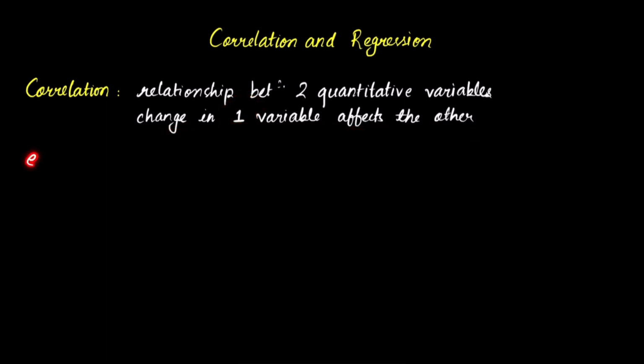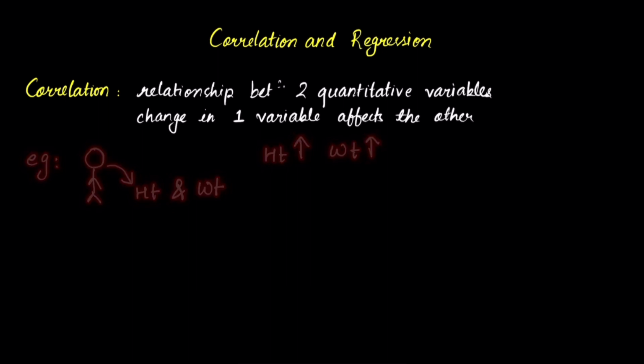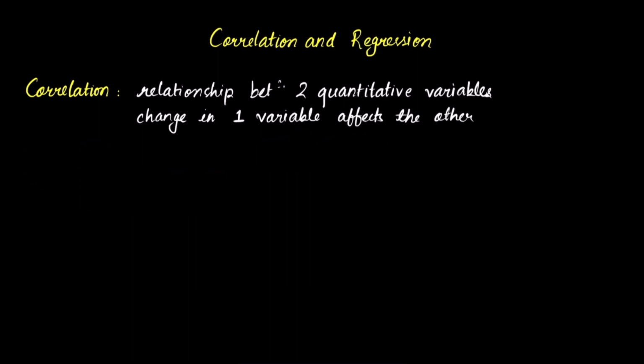Let me give you an example. For example, so I have a person right here. This person has his own height and his own weight. When height of this person increases, there's a higher probability that weight increases as well. What has happened in this condition? In this condition, we have two quantitative variables, height and weight of a person, and we were able to establish a relationship. That is, when height increased, weight increased as well.